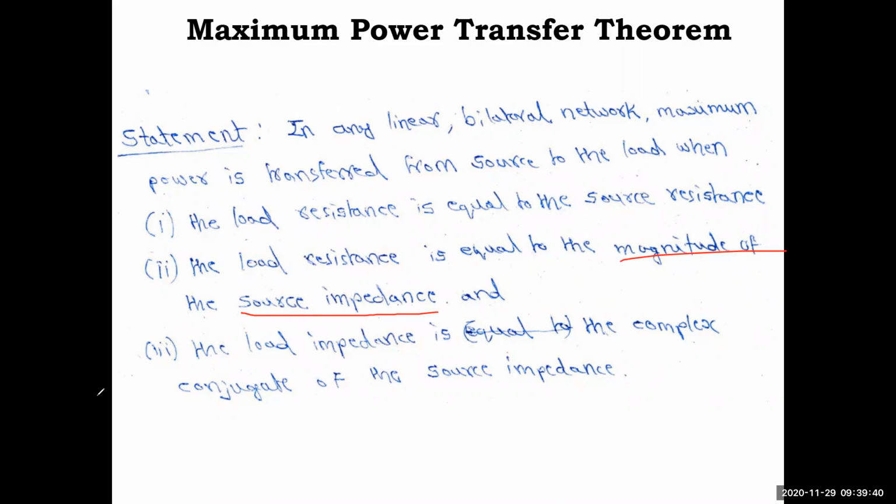The third case is where both the source as well as the load are impedances. In that case, the load impedance is the complex conjugate of the source impedance. So this is the theorem. Just once again, read out: in any linear bilateral network, maximum power is transferred from source to the load when the load resistance is equal to the source resistance, or second, the load resistance is equal to the magnitude of the source impedance, or the load impedance is the complex conjugate of the source impedance. These are the three subclasses in this theorem.